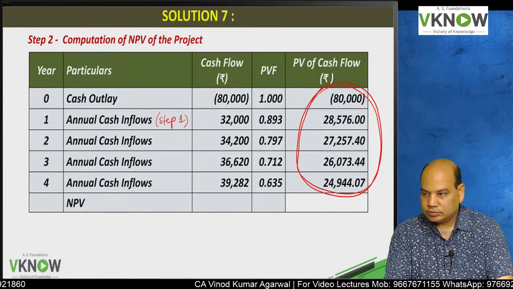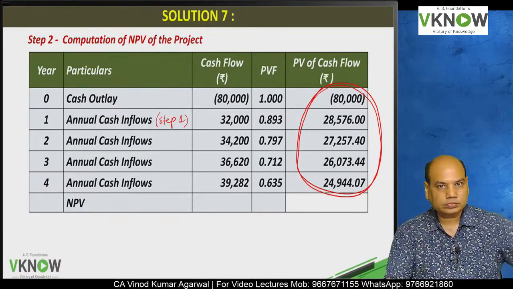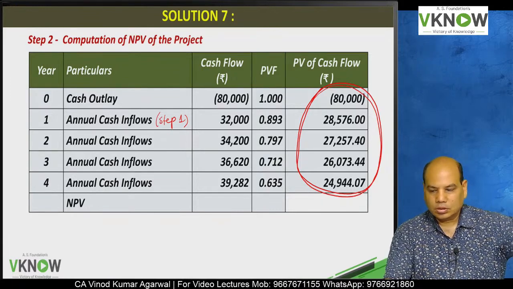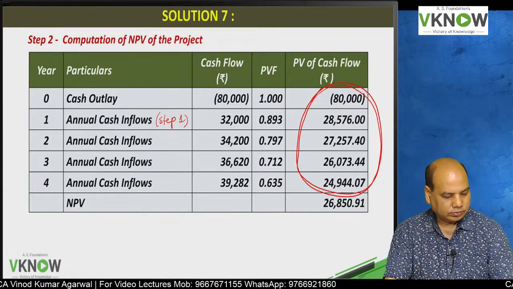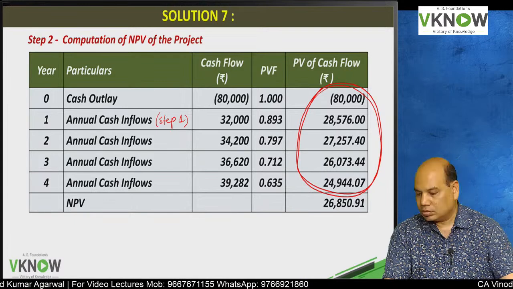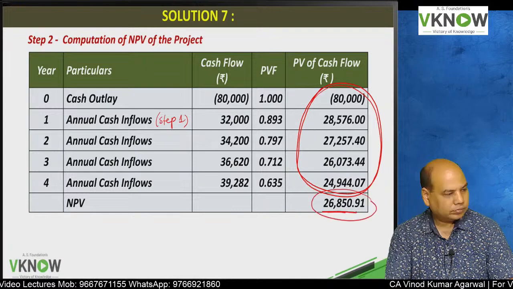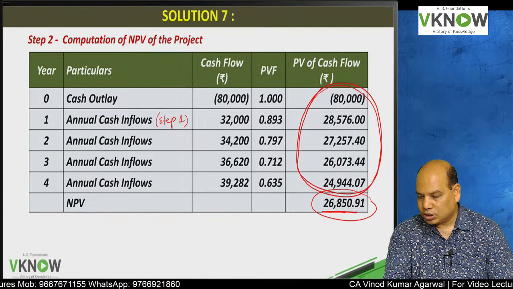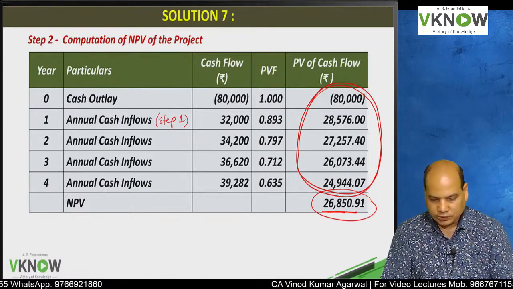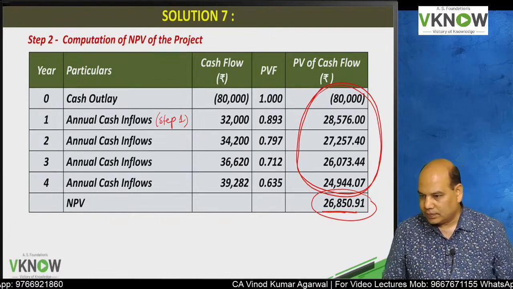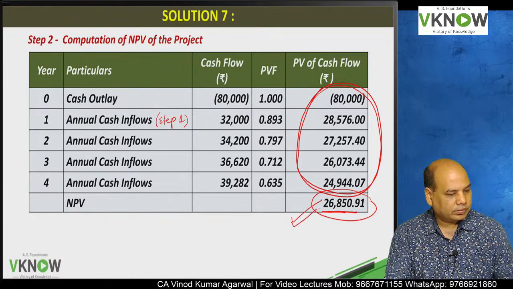I am waiting for your total. Please reply. What is the total? One student has replied, your total is different from my total. 26,850. Just check your total again. Whose total is right? Your total is right or my total is right? 26,850 is right. Is it positive or negative?